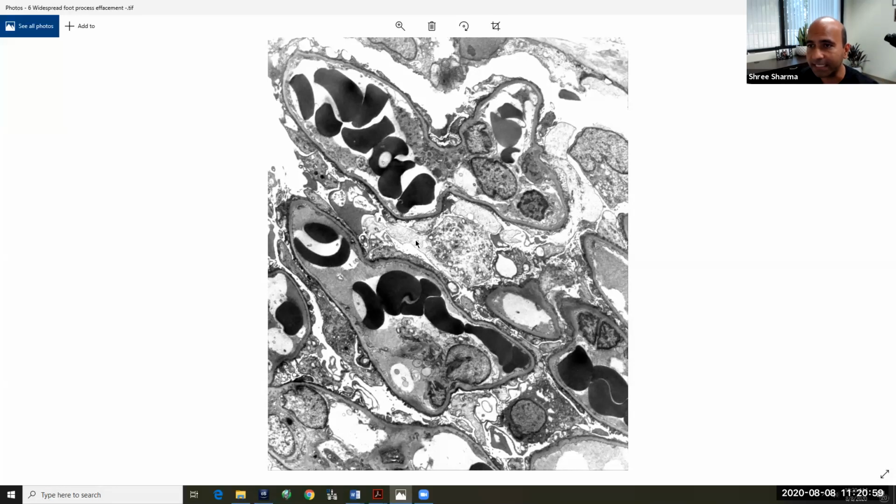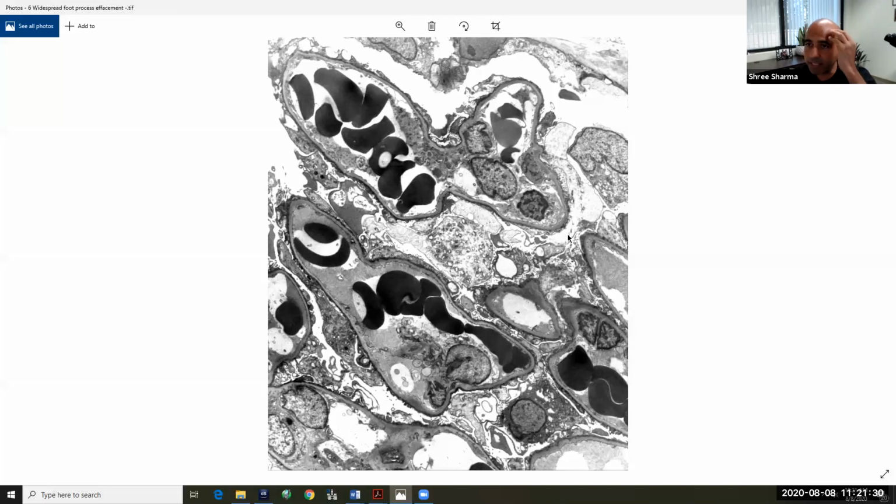Effacement of podocytes. That means something is going wrong with the podocytes, and the terminology which we use is podocytopathy. That means podocytes are abnormal. They are showing you pathy, cytopathy, abnormality of podocytes. That's why FSGS is a podocytopathy. It is an abnormality of podocytes. So what you ended up seeing on light microscopy is actually the abnormality of the podocytes.